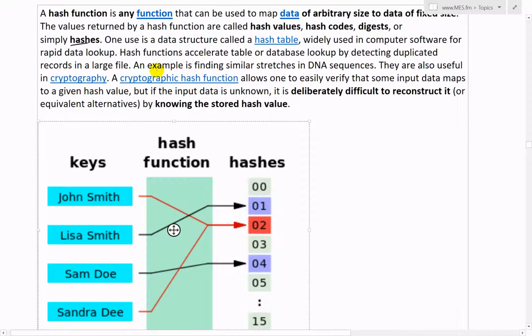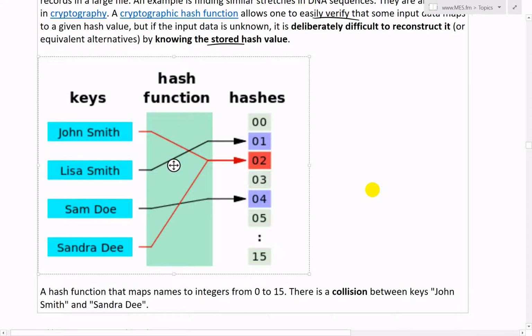The cryptographic hash function is similar to that modulo one, kind of like it allows one to easily verify that some input data maps to a given hash value. But if the input is unknown, it is deliberately difficult to reconstruct it or equivalent alternatives by knowing the stored hash values. It's a one-way function here.